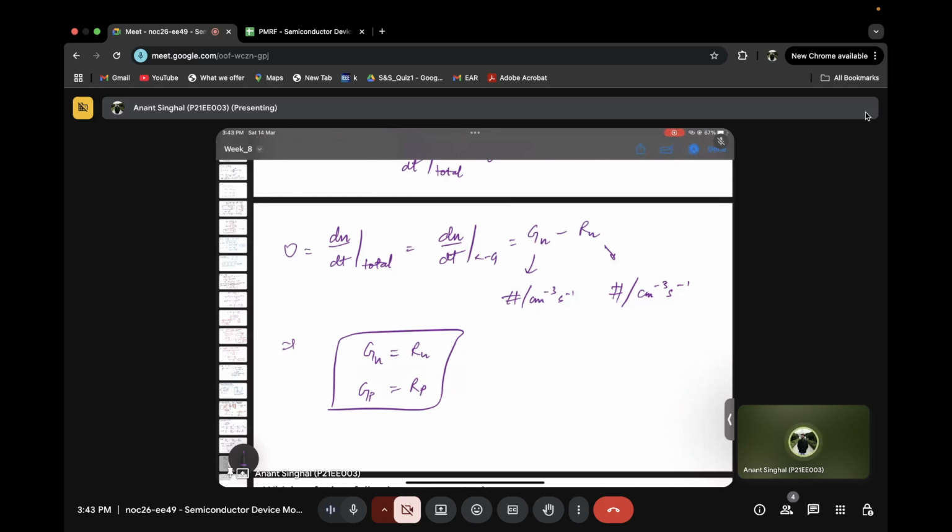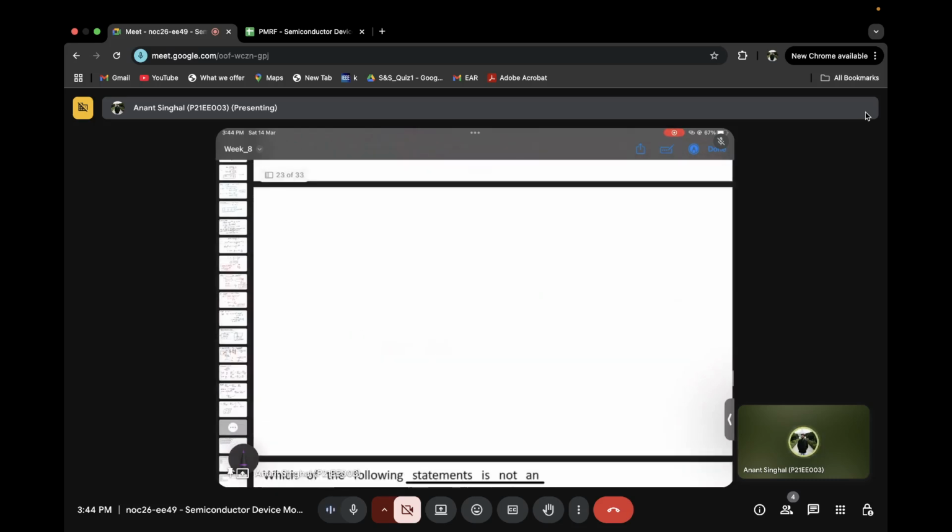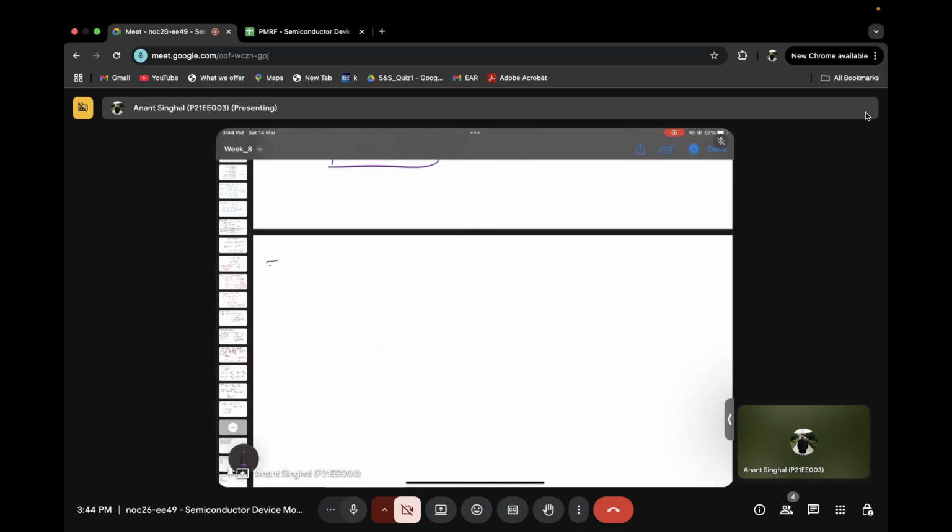Even if we apply some excess carriers, or inject some excess carriers in any device, the generation and recombination rate will always be the same. Does it make sense to everyone? Okay, so let's try to understand that. Let's say we have an N type, which has a doping of N naught, and the excess carrier that we injected is delta N. Similarly, for P type, we have P naught actual carriers, and the excess carrier that we have injected is delta P, for example.